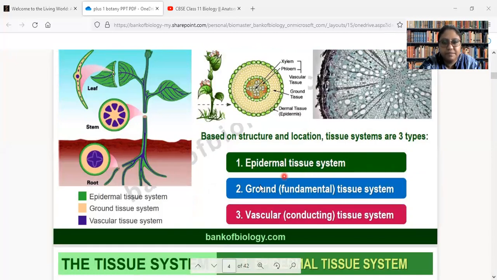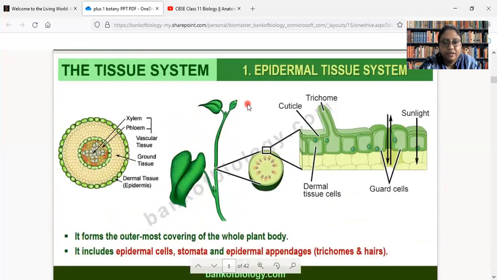Okay, so these are the three parts of the tissue, that is epidermal tissue system, ground, that is the fundamental tissue system, and the vascular or conductive tissue. In case of epidermal tissue, in stem part there is cuticle, in root there is no cuticle. Can you tell me why cuticle should not be present in root epidermis?